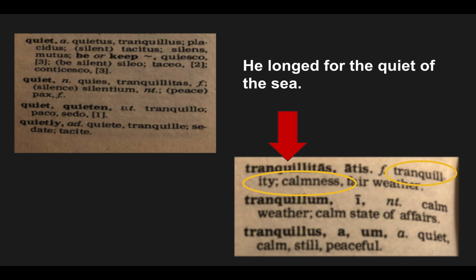And really, the long and short of it is you would most likely have the grander context of a paragraph or something to help you realize this, or you have a particular way that you're trying to convey this. But in this scenario, for this sentence, he longed for the quiet of the sea, tranquilitas, even though it was the second entry, really would be the better choice. That's part of the reason why when you're looking up a word, you don't want to just necessarily take the very first word.